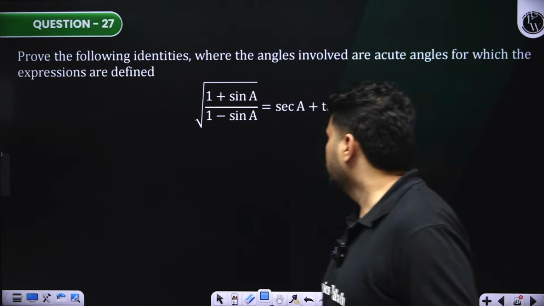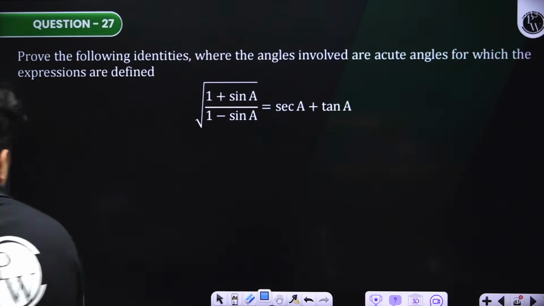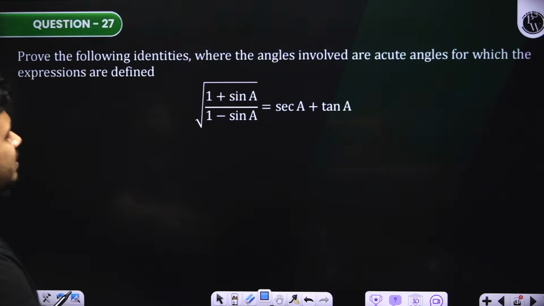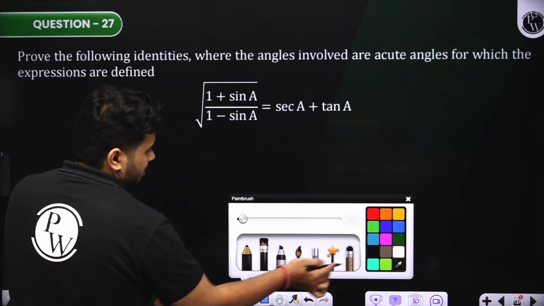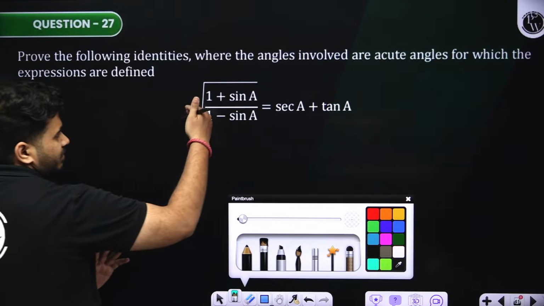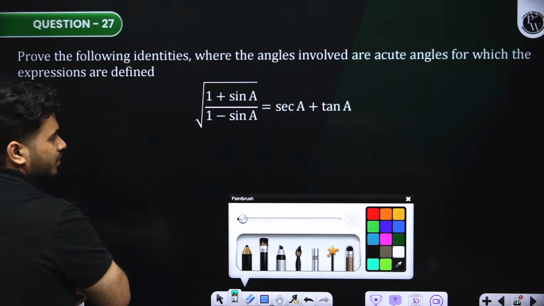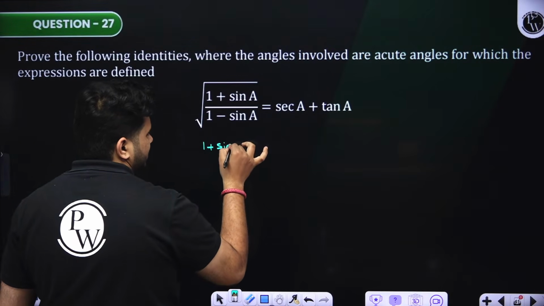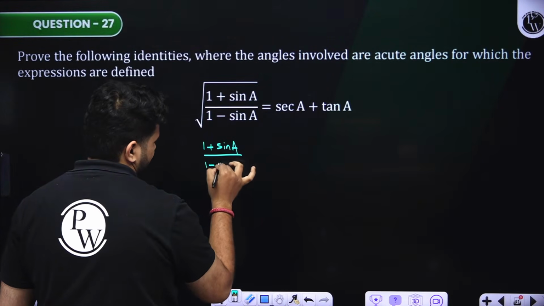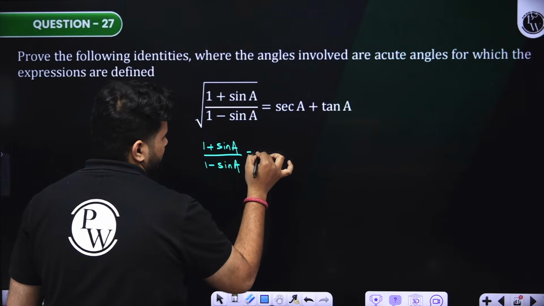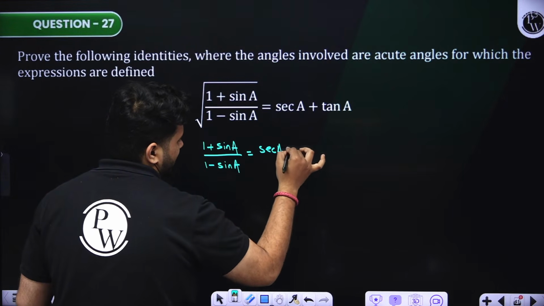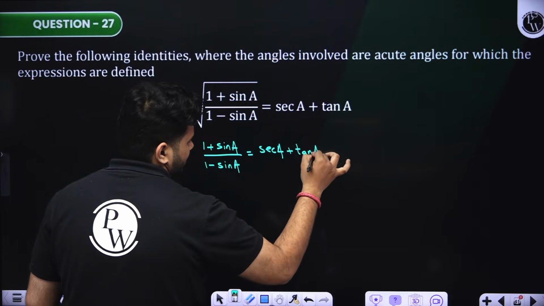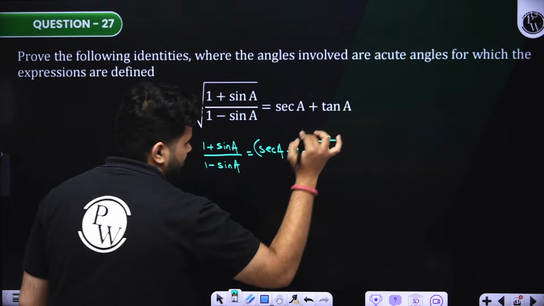Root of 1 plus sin A by 1 minus sin A, you need to prove it is equal to secant A plus tan A. Clear? You can start with LHS again, students. Or else you can shift this square root to the other side. If you shift this square root to this side, same as we did, 1 plus sin A divided by 1 minus sin A is equal to, we need to show that it is secant A plus tan A whole square. Now it is easy? Fine.